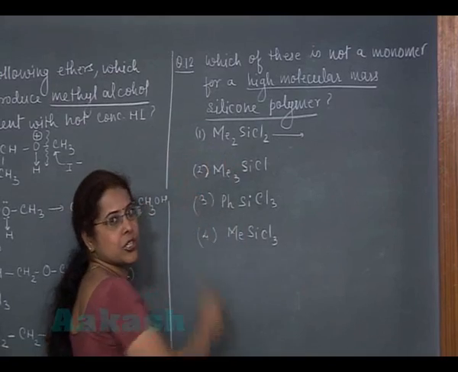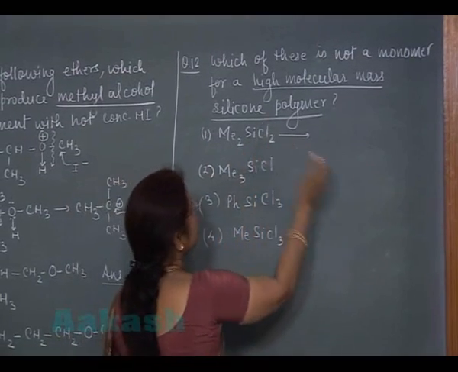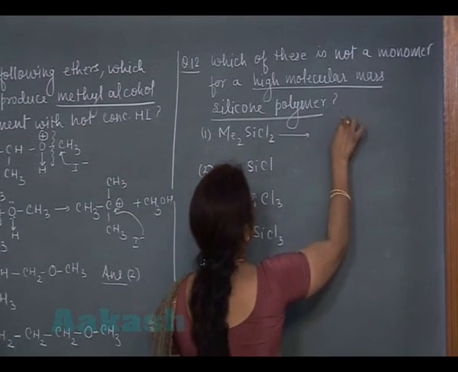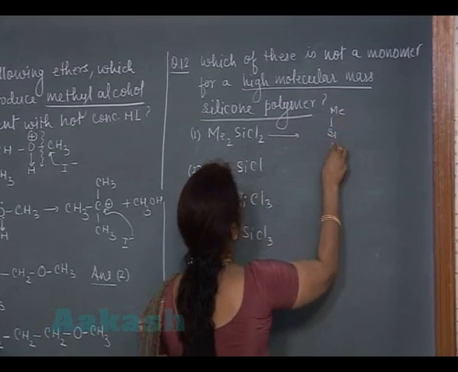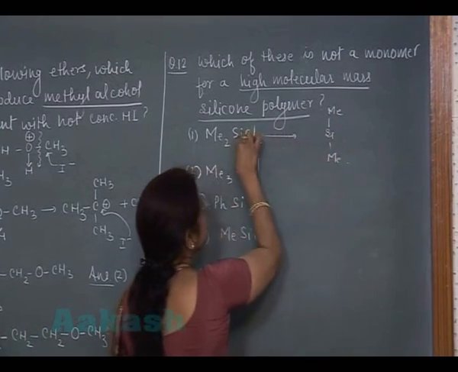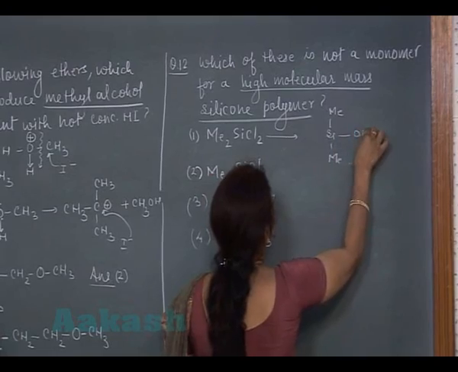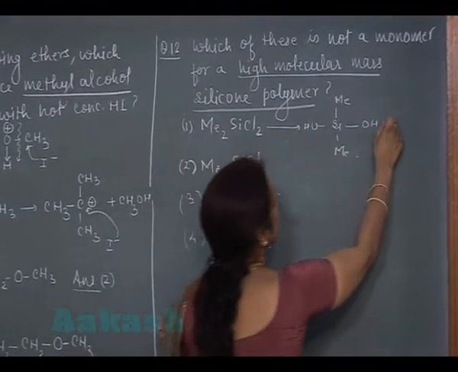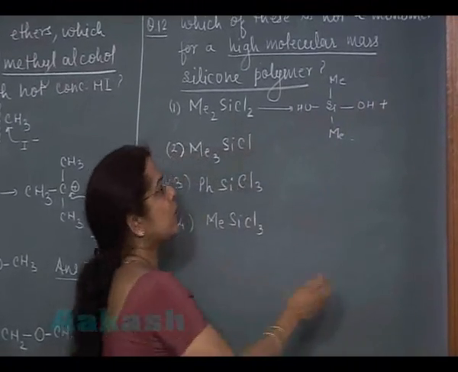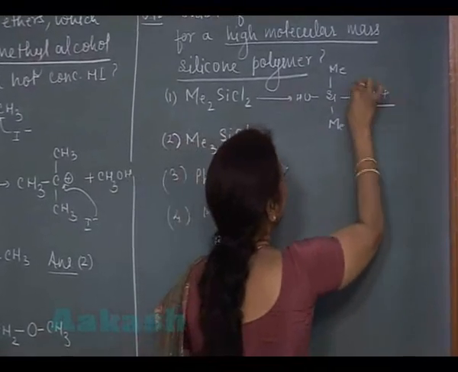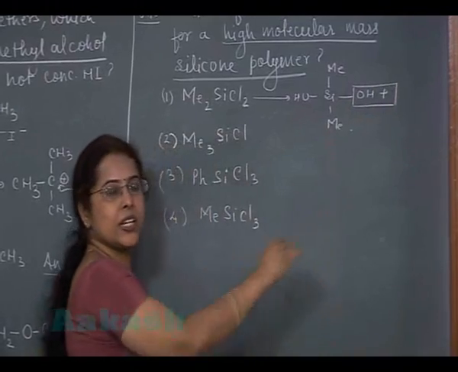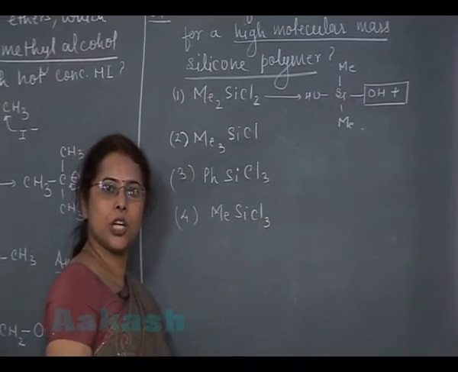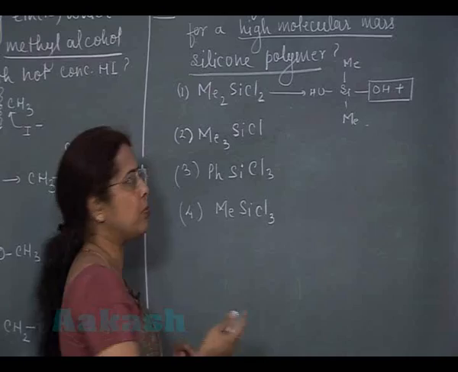Now say in the first structure there are 2 chlorines. So when hydrolyzed, the methyl groups will remain as such, and these 2 chlorine atoms are converted into OH groups. Further, such monomeric units join with each other, resulting in the formation of linear silicone. This linear silicone will have high molecular mass.